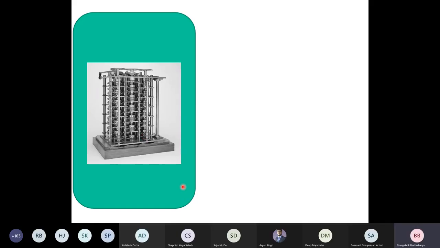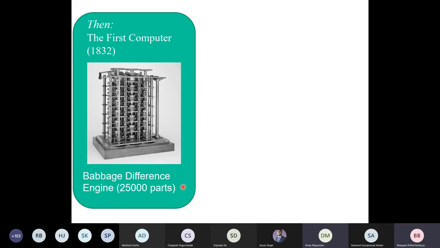I'm sure some of you must have seen this picture earlier somewhere. Okay, this is a mechanical machine, right? The analytical engine. Sort of, this is Babbage's difference engine. Yes, the analytical engine was built later, I guess. This is the first mechanical computer, 1832, 300 years ago.